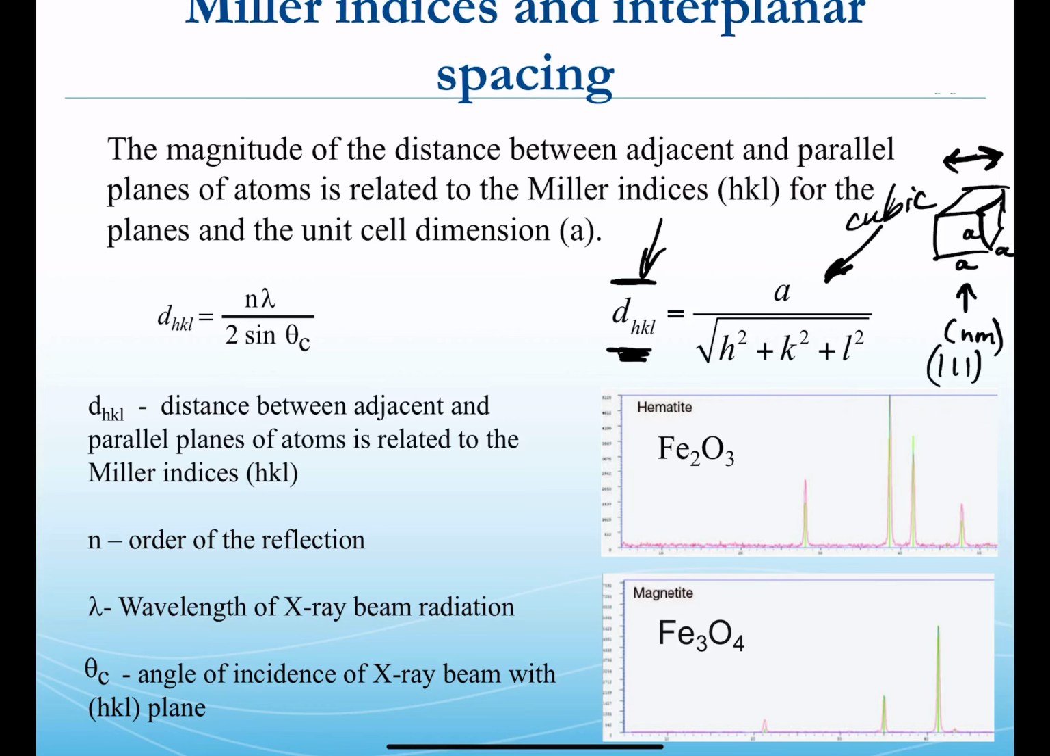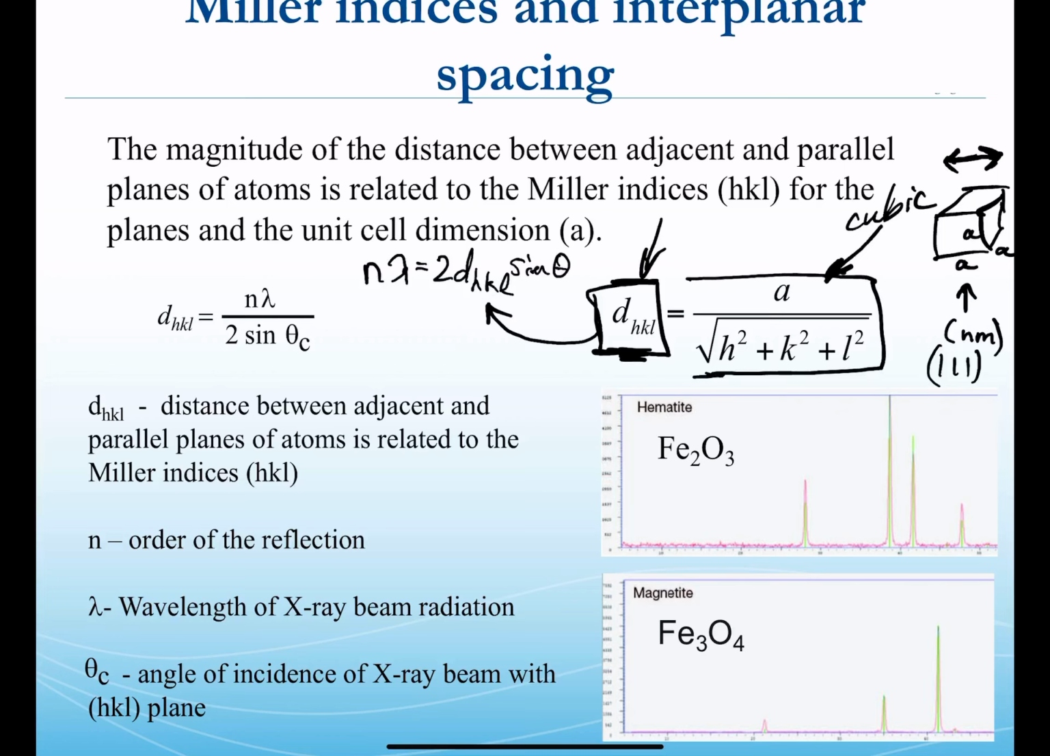And we saw that in Bragg's law we had n lambda is equal to 2 d_hkl sine theta. So we now have more understanding for d, so we could input that here and actually express Bragg's law, if we needed to, in terms of a unit cell value, a, and its hkl values. So some questions may demand that strategy.